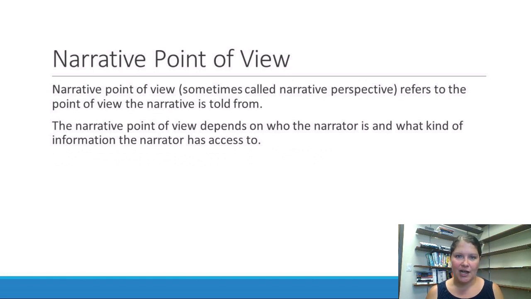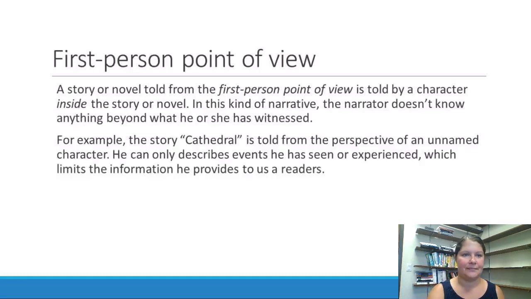Narrative point of view, which is also often called narrative perspective, refers to the point of view that the narrative is told from. Narrative point of view is determined by who the narrator is, and then also what kind of information the narrator has access to. And I'm going to go over each, at least the most common points of view, in the following slides.